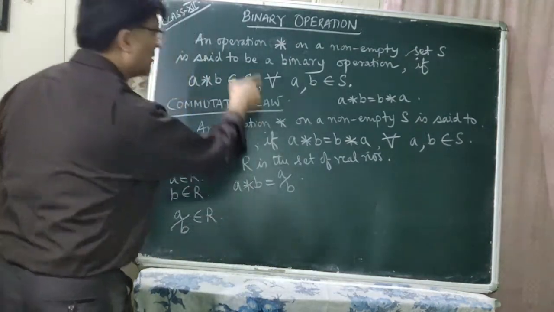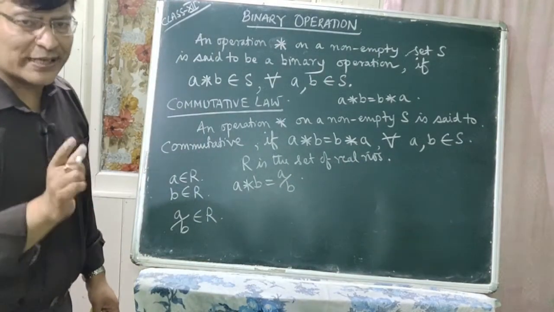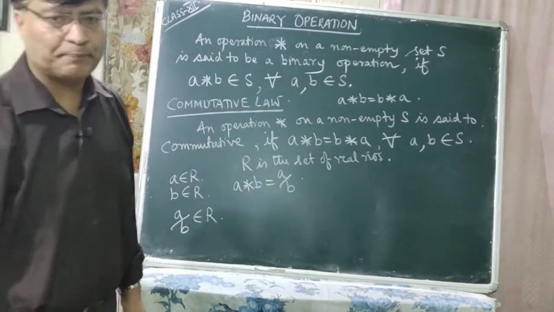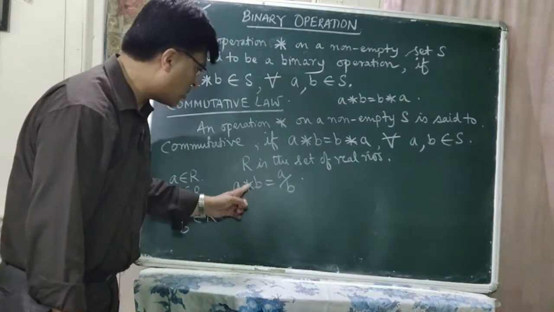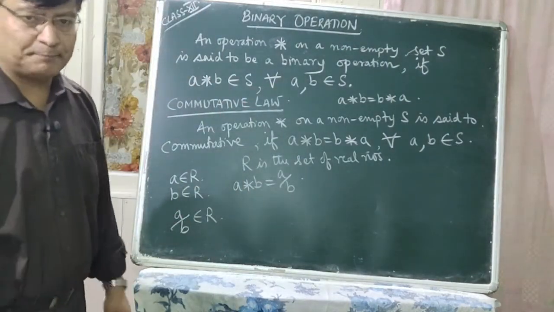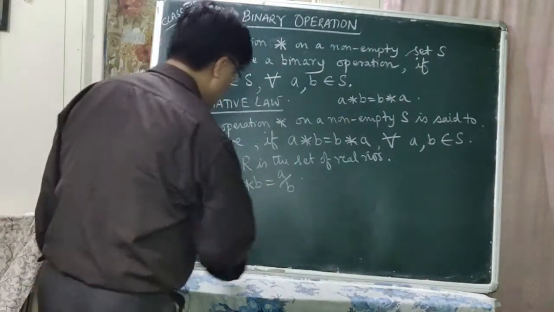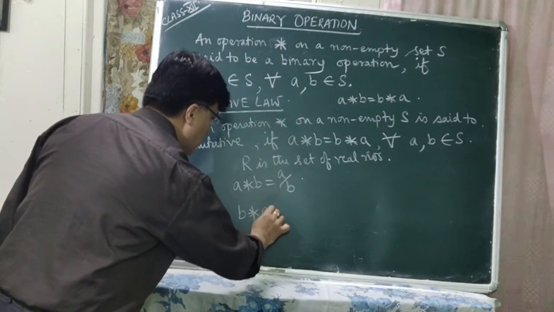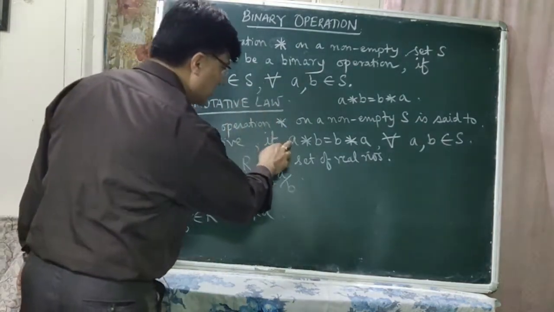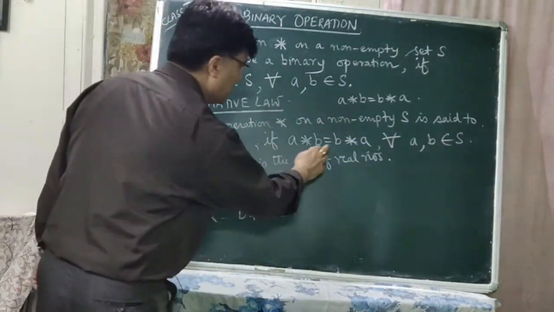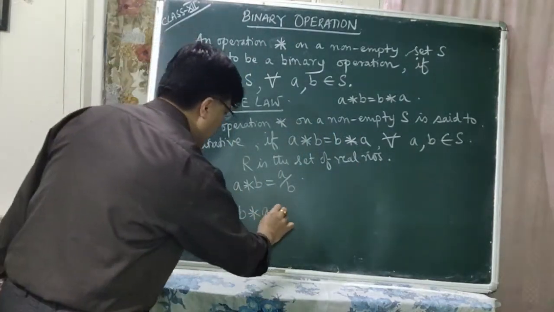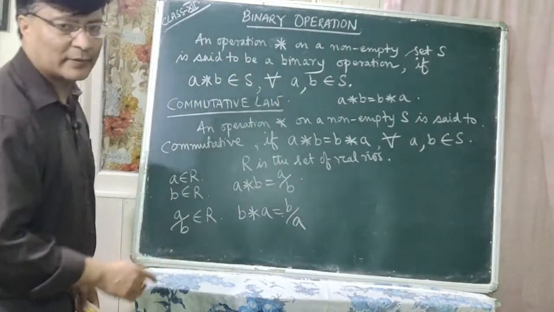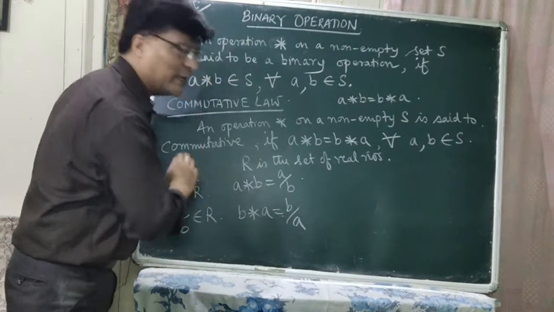Okay, so this star is a binary operation. Can you say that this star binary operation satisfies the commutative property? So A star B is equal to A by B. What is B star A? For the commutative property, this condition should be satisfied, that is A star B is equal to B star A. So B star A is equal to B by A. So are they equal? Can you say that A by B is equal to B by A?